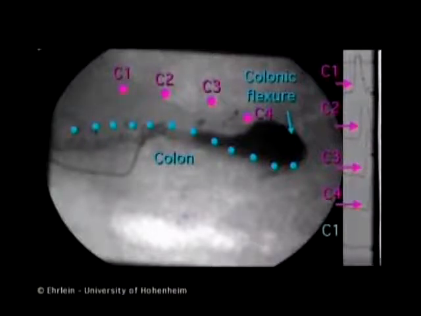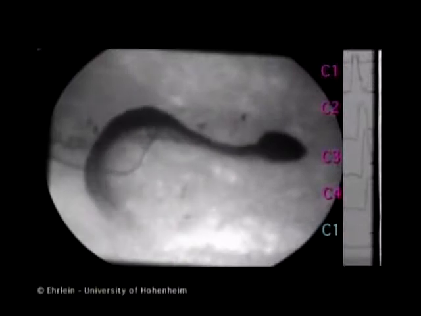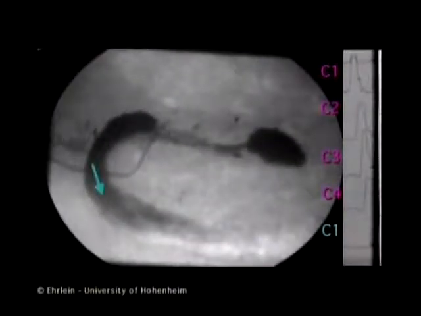The giant contraction can be clearly identified on the motility tracings. The giant contraction further propagates to the colon. Then it stops and continues distally as a regular peristaltic wave. Backflow occurs simultaneously due to the relaxation of the colonic loop.